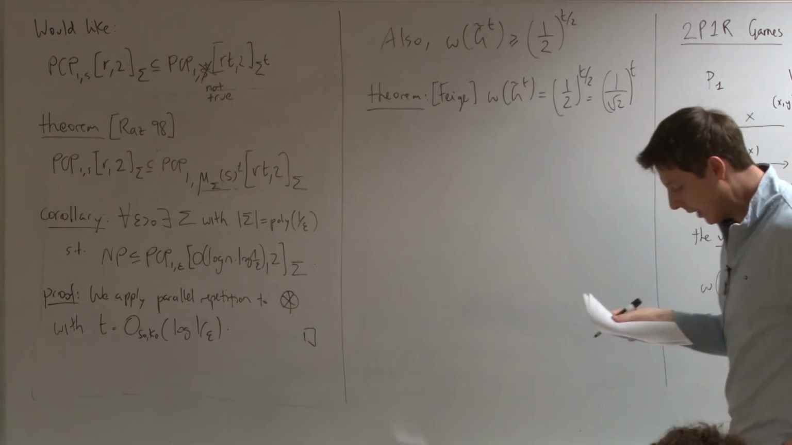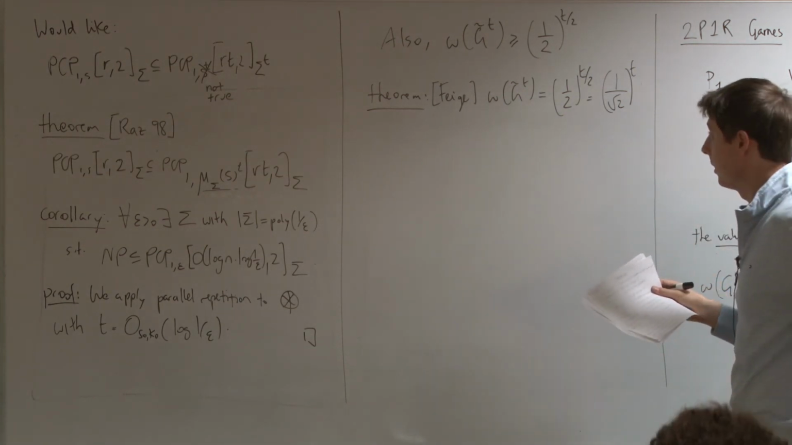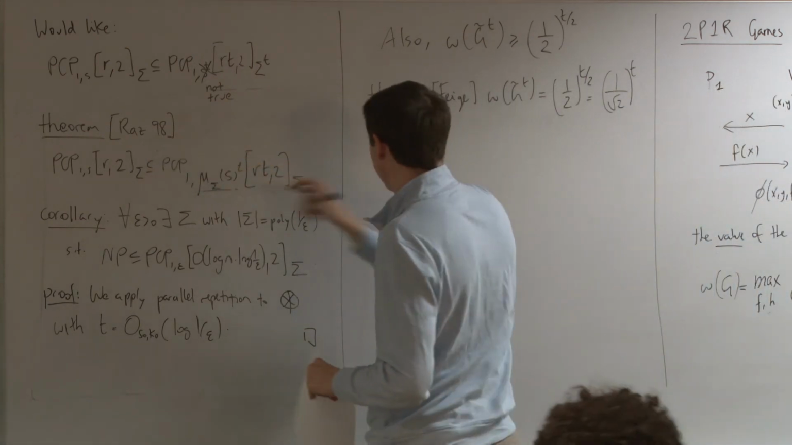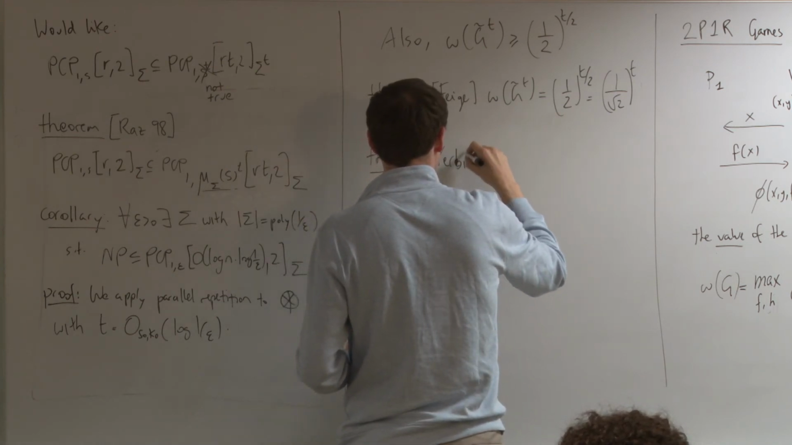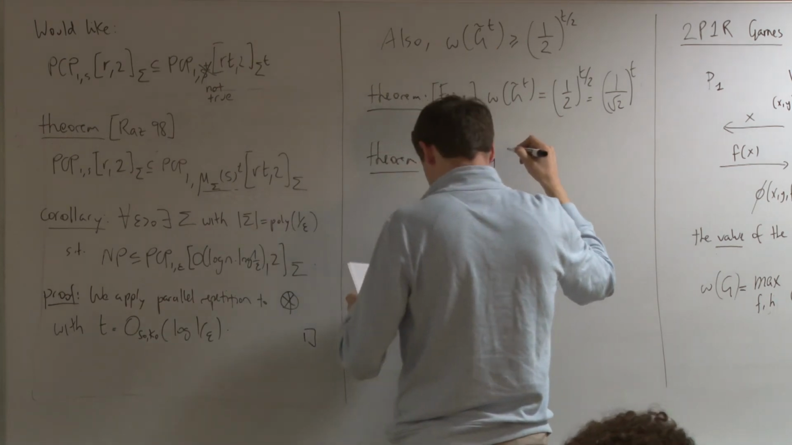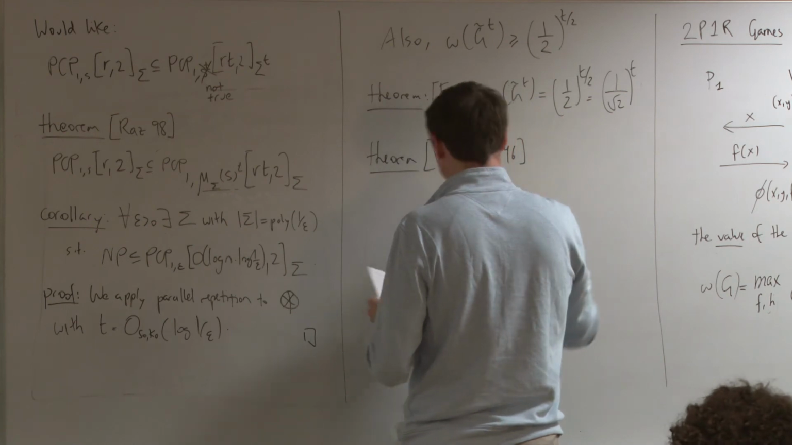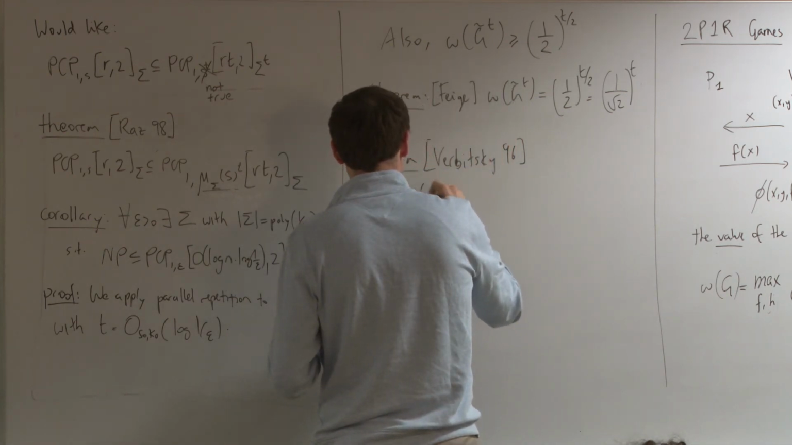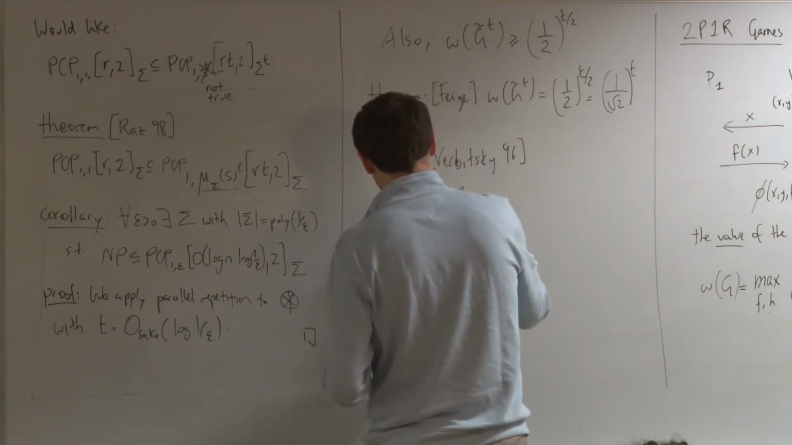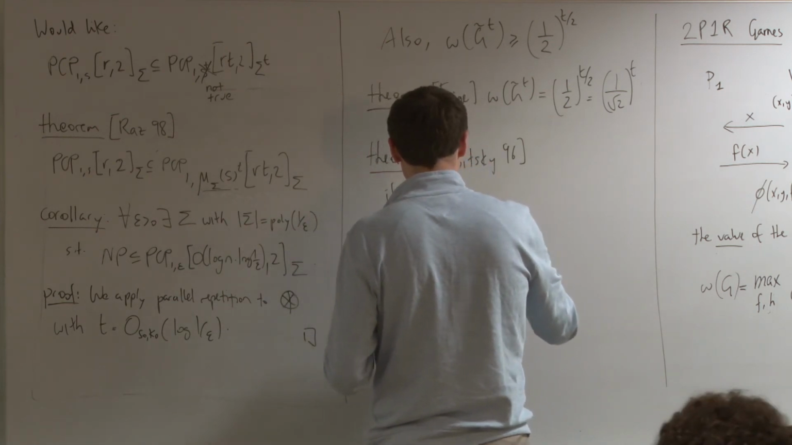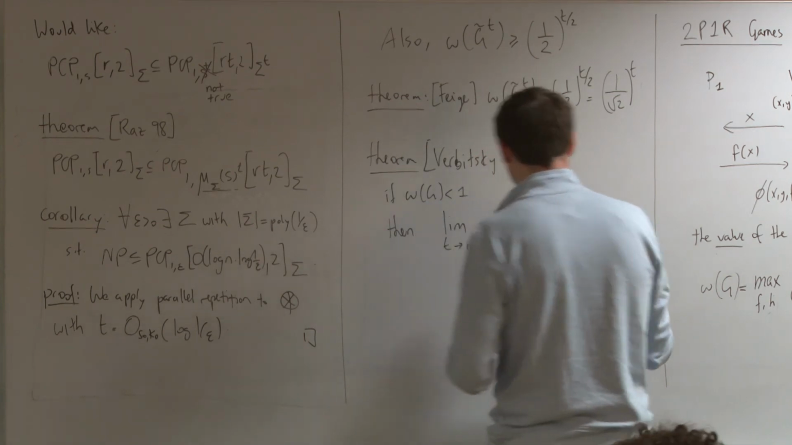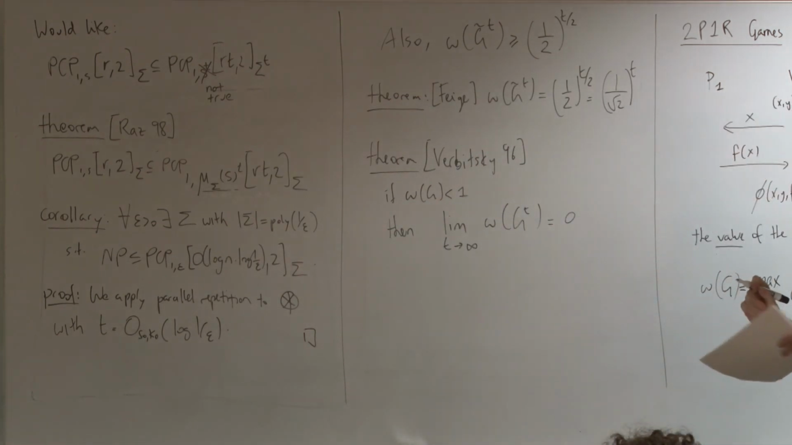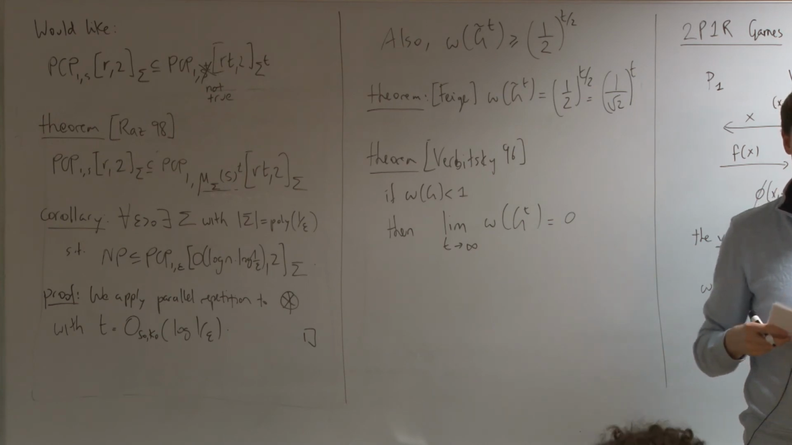I'm going to just write down the theorem, and next time we're going to prove it. Before the parallel repetition theorem, there's a theorem of Oleg Verbitsky, in '96, that says that if the original game has value strictly less than 1, then the limit as t goes to infinity of the value of the repeated game is 0. This is saying that no matter what happens, as you repeat the game, it gets harder, eventually.